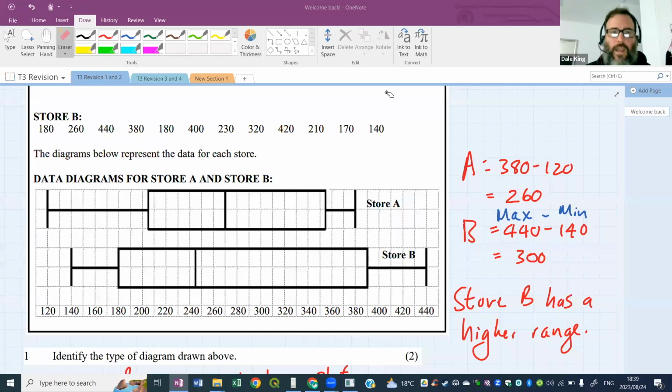Which store do you think is doing better and why? So I think it's store B. Why? Because it has the highest range.